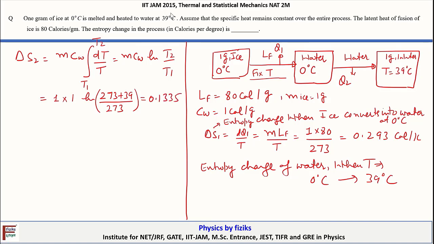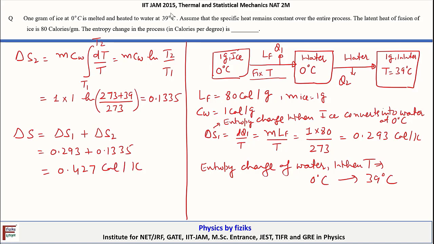0.1335. Now we have to evaluate the net entropy change during this complete process, delta S, that is the entropy change when ice at 0 degrees Celsius is converted into water at 0 degrees Celsius, plus the entropy change when water at 0 degrees Celsius is converted into water at 39 degrees Celsius. After adding these two quantities, this is 0.293 plus 0.1335, and this will come out to be equal to 0.427 calorie per Kelvin. So our answer is 0.427 calorie per Kelvin.